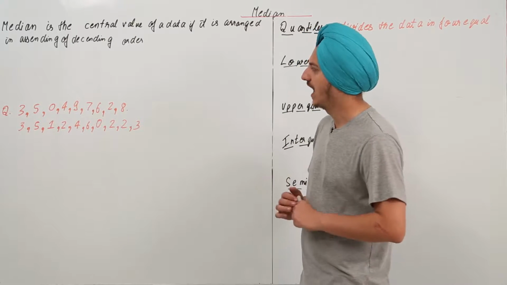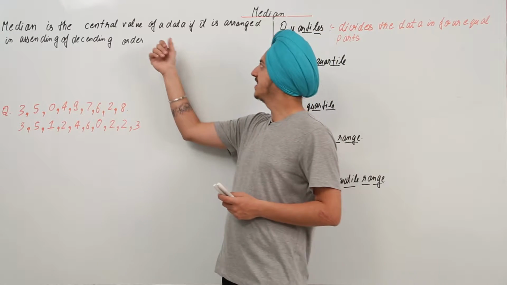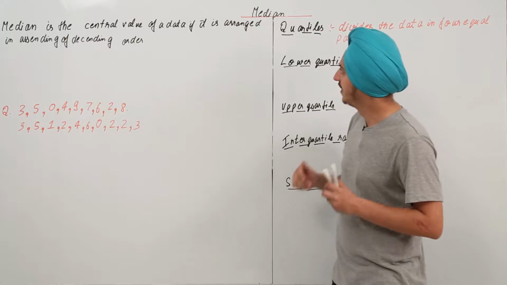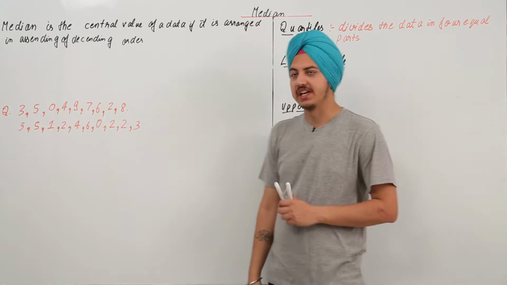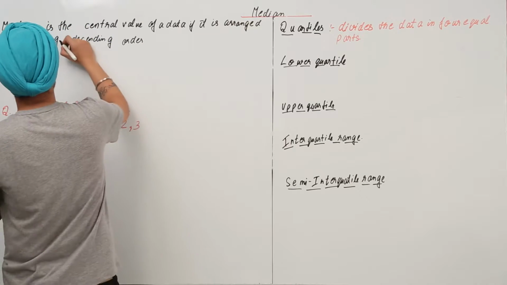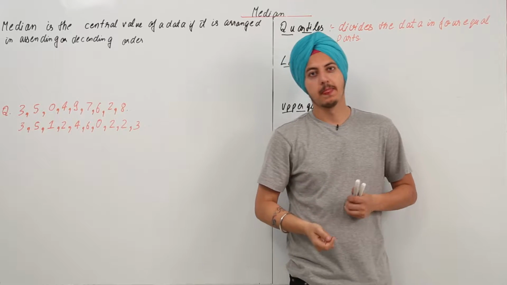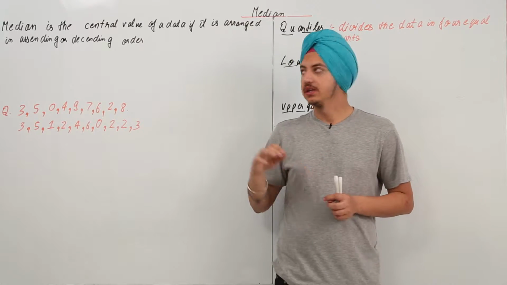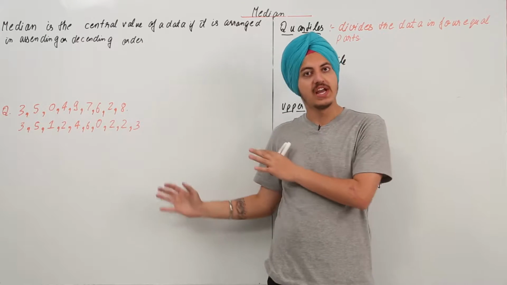Now the next thing we have is median. Median is the central value of the data if it is arranged in the ascending or descending order. This is not "of", this is "or", ascending or descending order. So what does this mean? This means that the median does not have anything to do with what values we have.